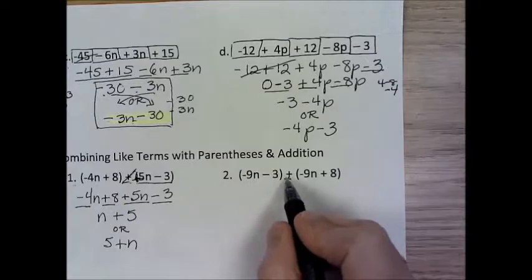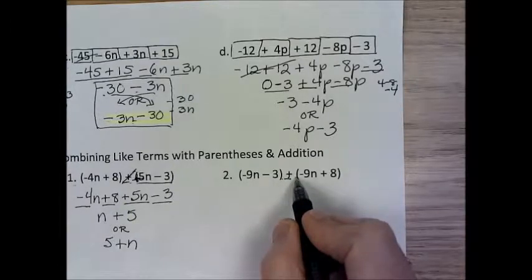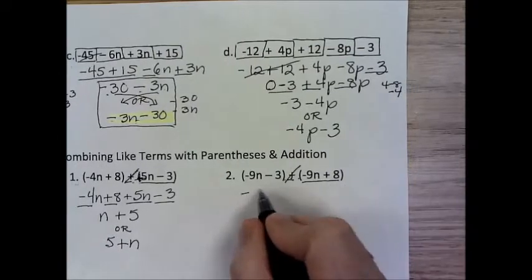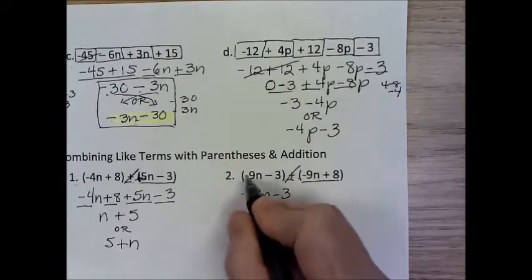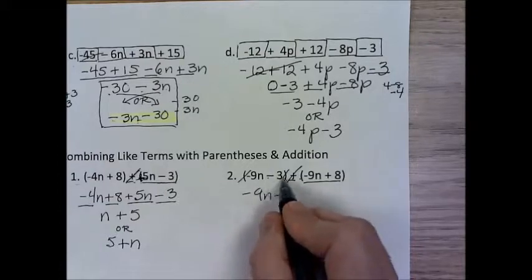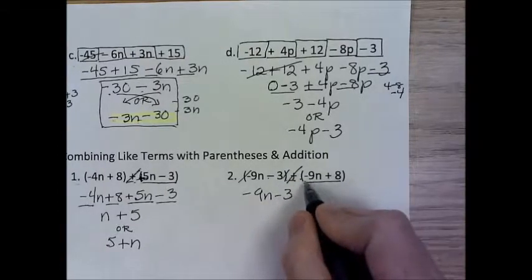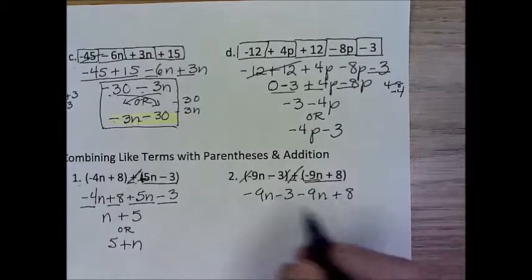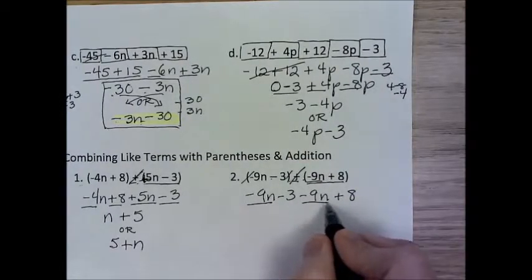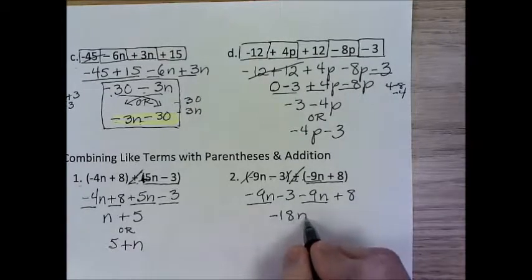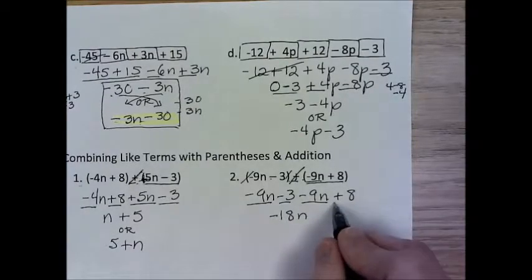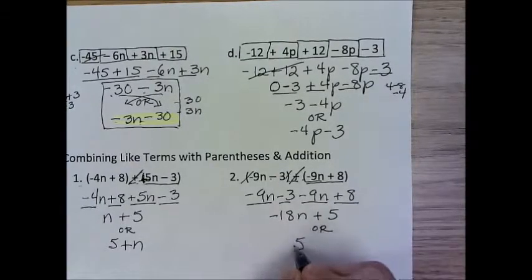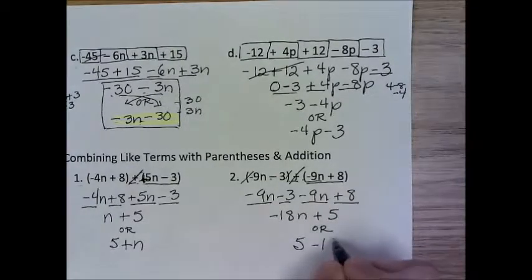Here, again, if we have addition between the two parentheses, I'm just going to drop that and bring everything down that's inside the parentheses. I can drop and drop. So negative 9 minus 3, drop this. Now I'm going to bring down negative 9n plus 8. So negative 9 minus 9n would be negative 18n, and negative 3 plus 8 would be plus 5. Or we could also recognize that as 5 minus 18n.